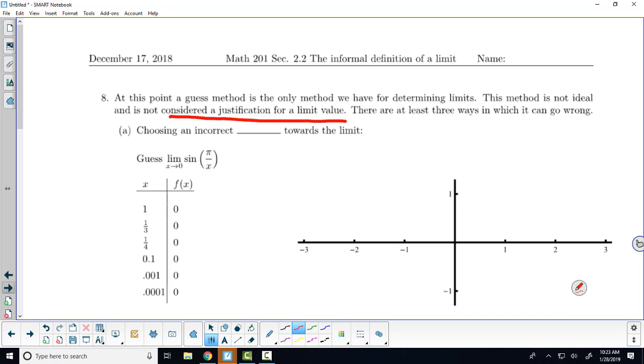Okay? So folks, on a test, if I ask you to find the limit of a particular function, you cannot just build me a table of values and plug tiny numbers into your calculator and say what the answer should be. There's a few ways that this can go wrong. The first way this could go wrong is if you choose an incorrect path towards the limit.